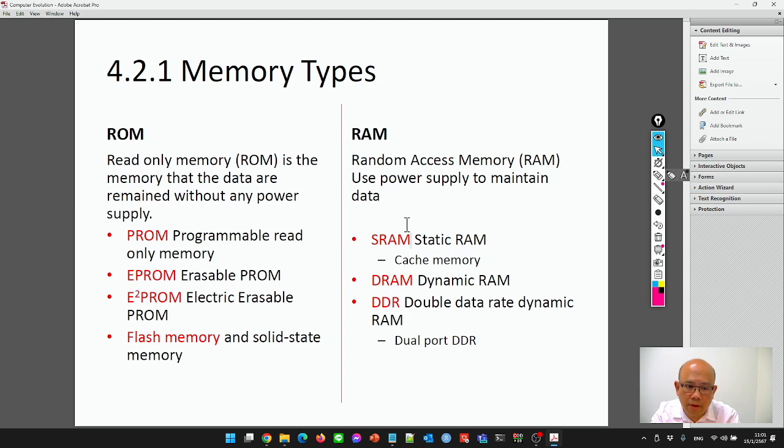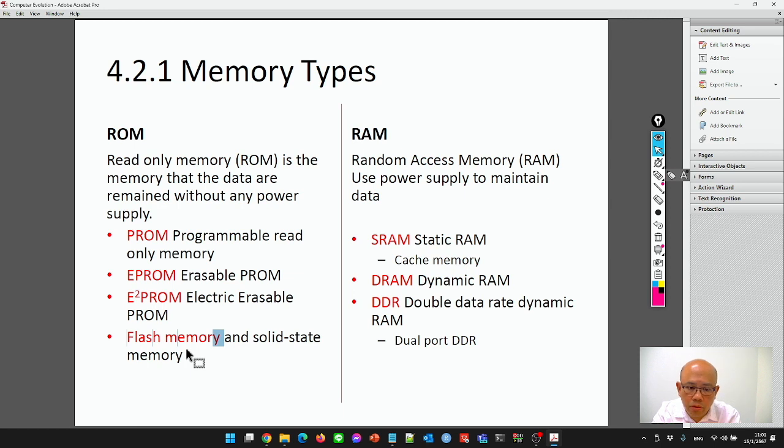The main point of difference between ROM and RAM: the ROM maintains the data without any supply, but the RAM data will be lost when you cut the supply. So the kinds of ROM are PROM, EPROM, EEPROM, and flash memory. The flash memory is developed from the EEPROM. And for today, the memory that we use is flash memory, for example in a flash drive.